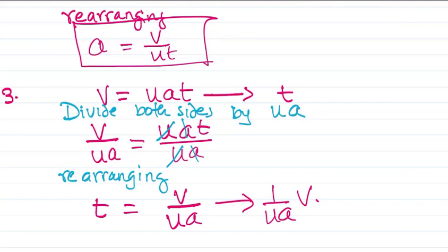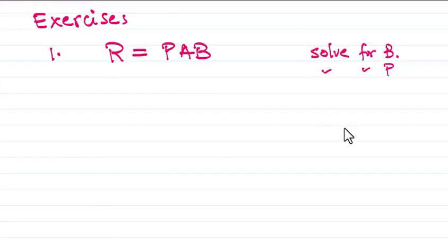If you understand these exercises, I'm going to write the next exercise and I want you to give it a try. Then in the next video, we solve everything together. Try this exercise: R equals PAB. Make B the subject of the formula and also P the subject of the formula. In the next video, we are going to look at a different scenario and we'll give you exercises and go from there. So join me in the next video.